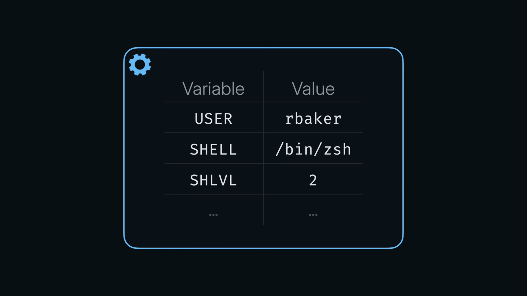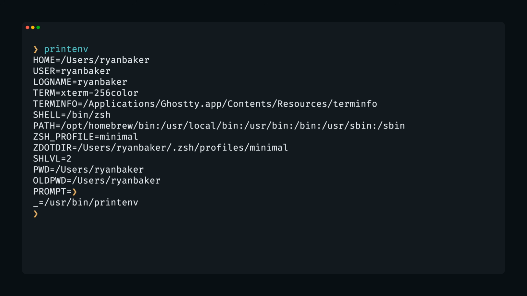Internally, the shell maintains a map from variable names to values called the environment, and the name SHELL is one of the entries in this map. We can use a command called printenv to examine the map. printenv stands for print environment, and will print the entire map in a key-value format like so. Definitely don't worry about memorizing every entry here. There can be an awful lot of environment variables.